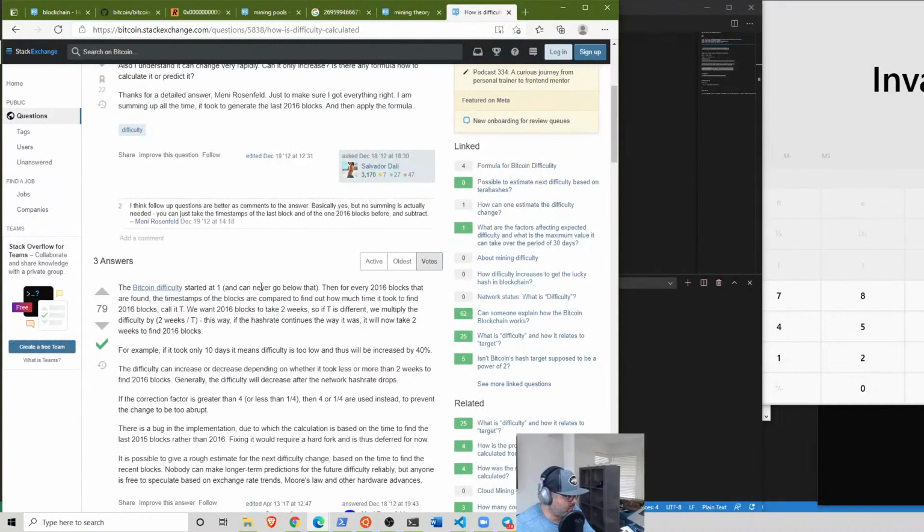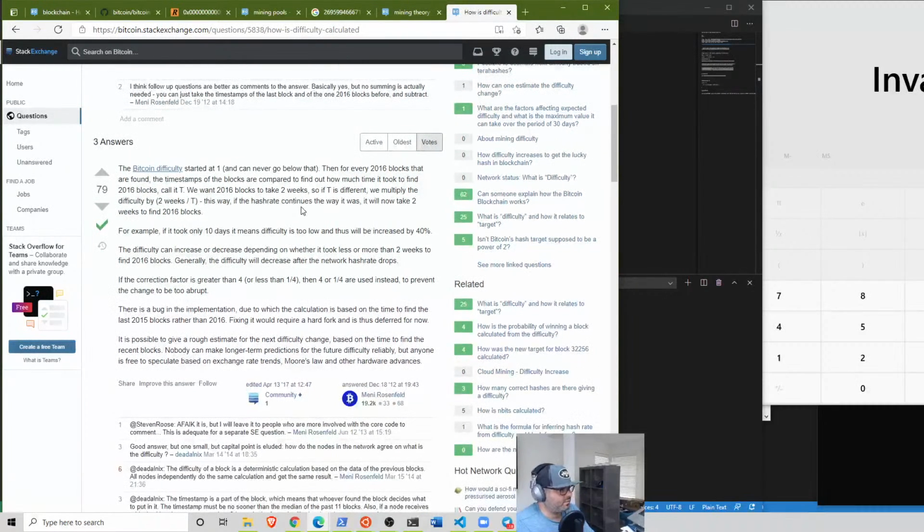Bitcoin difficulty started at 1. It can never go below that. For every 2016 blocks that are found, a timestamp of the blocks compared to find out how many time left. Blah, blah, blah, blah, blah. It only took 10 days to mean difficulty is too low. It must be increased by 40%. Difficulty can increase. Generally, difficulty would decrease. There is a bug in implementation due to the fact that calculations based on time defined it to the last 2016 blocks. Fixing quite a hard fork.